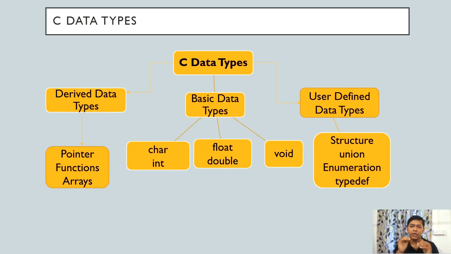Basically we have three types of data types: derived data types, basic data types, and user defined data types. These are further classified, like pointer, functions, arrays, like this. So these are the main data types of C programming. Data type means the type of value a particular variable can hold. This is known as data type.